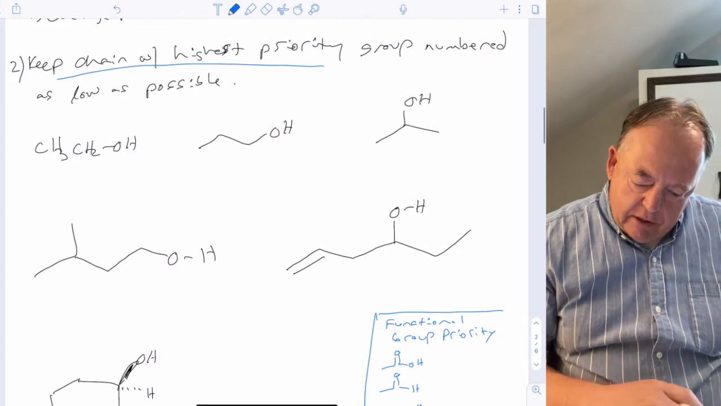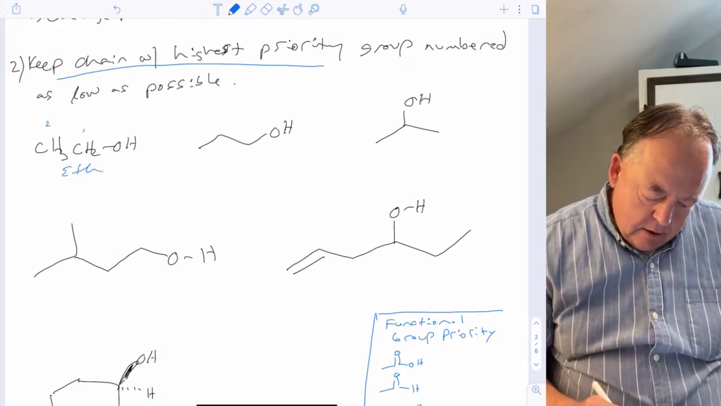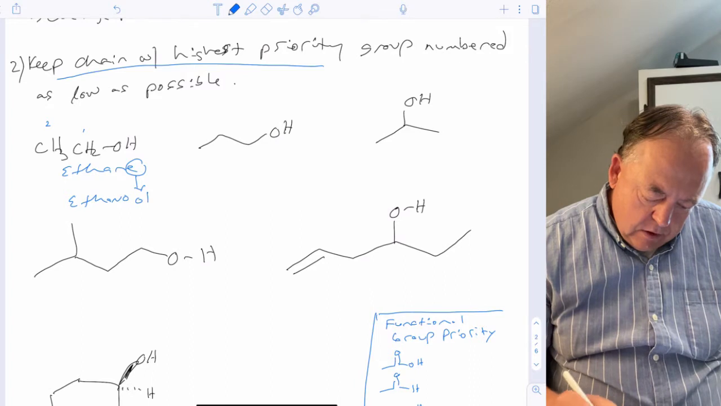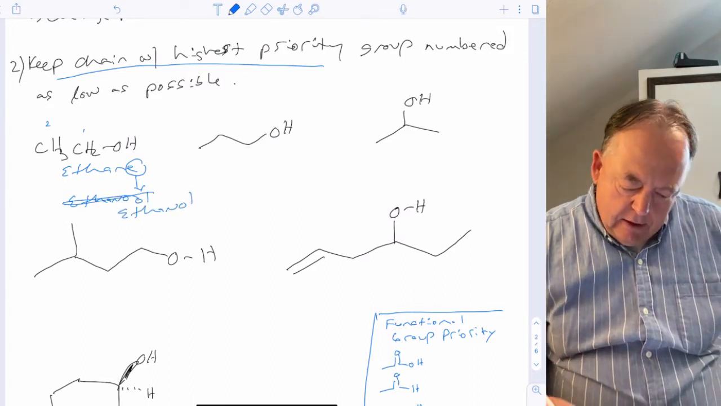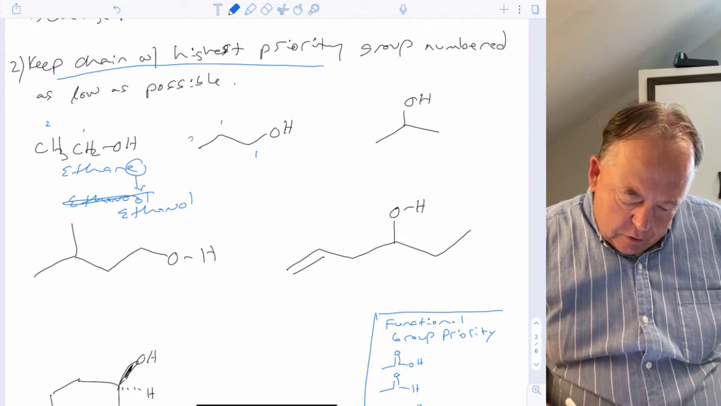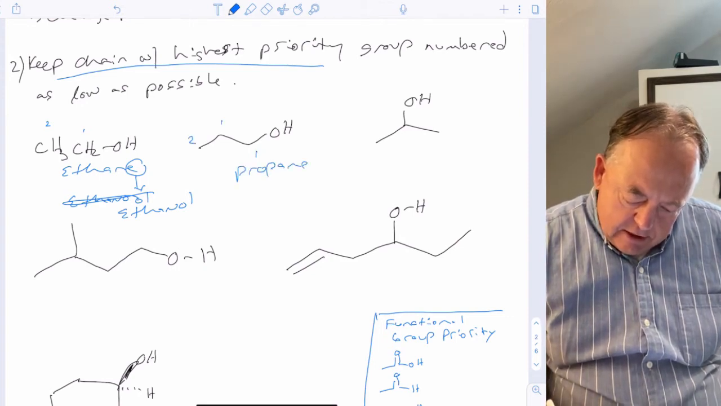Okay, so if we name these alcohols, 1, 2 carbons would be ethane. So change the E ending to OL. So this would be ethanol. In this case, 1, 2, 3, so that would be propane. Change the E to OL. So propanol.